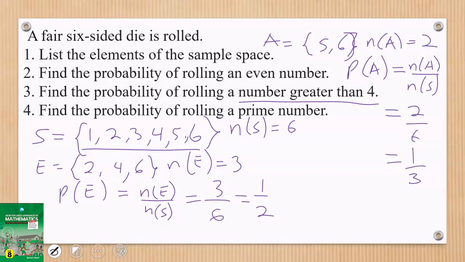Then the last question says, what would be the probability of rolling a prime number? A prime number. So let's also define B as the prime numbers.